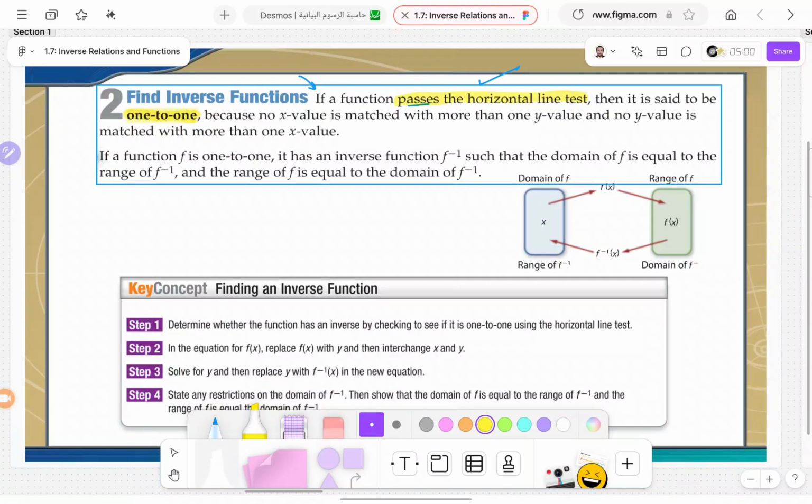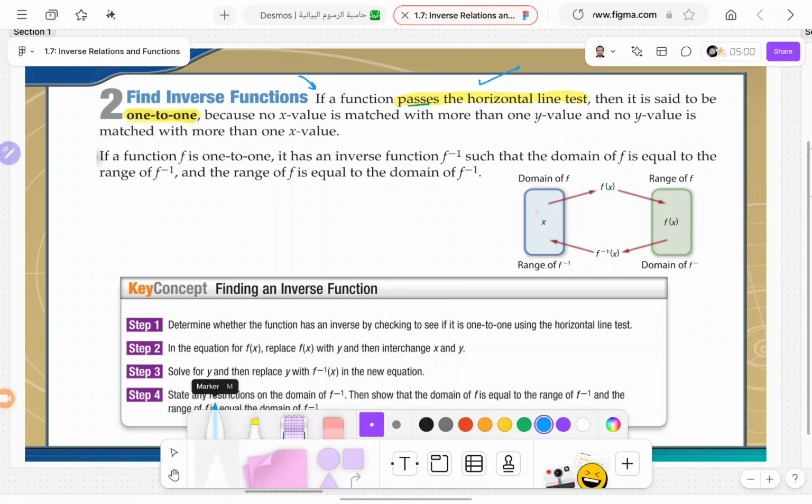Okay, so if the function passes the horizontal line test, that means this function is called a one-to-one function. Why do we call this a one-to-one function? Because every x value, or let's say it in a different way, every input should have one output. So every input has one output, and that's why we call this one-to-one.